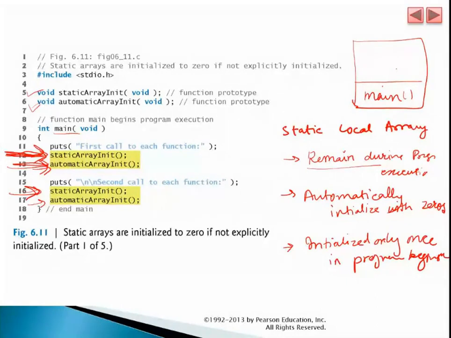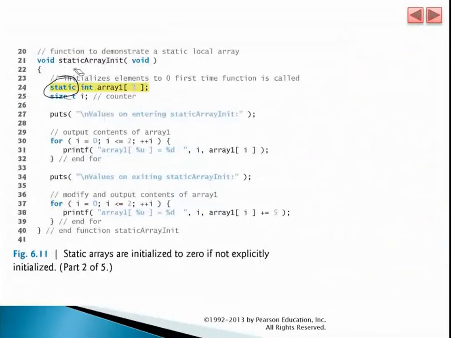So this is what is happening inside the memory when we are calling the function again and again, right? Again and again the stack is created and it gets deleted, created, deleted. On the function call it gets created, when the function returns it gets deleted. All right, now let's see what happens inside these functions: what is written inside static array init and what is written inside automatic array init.